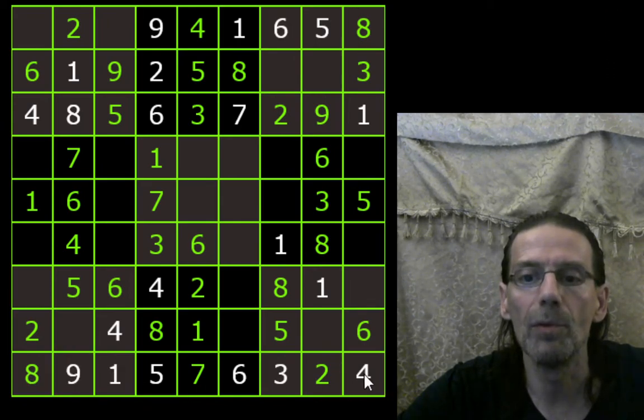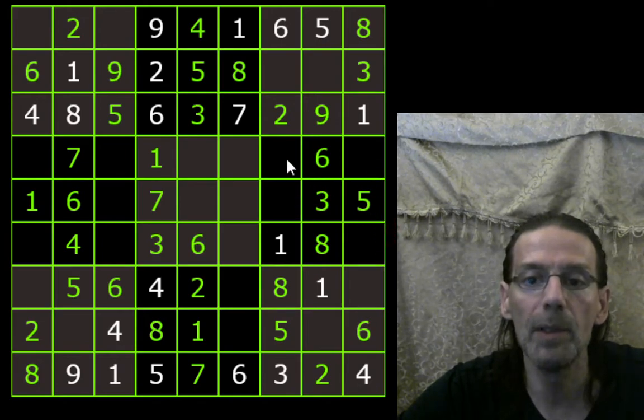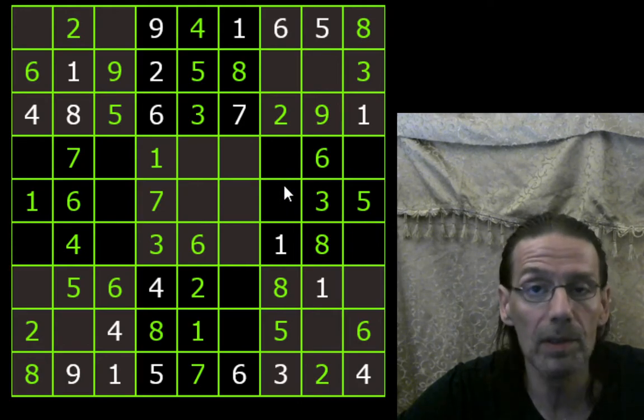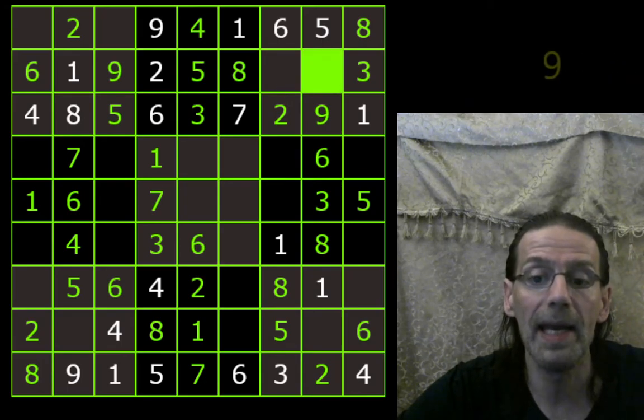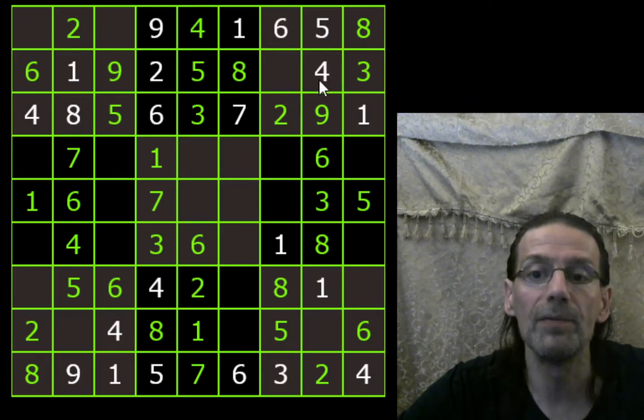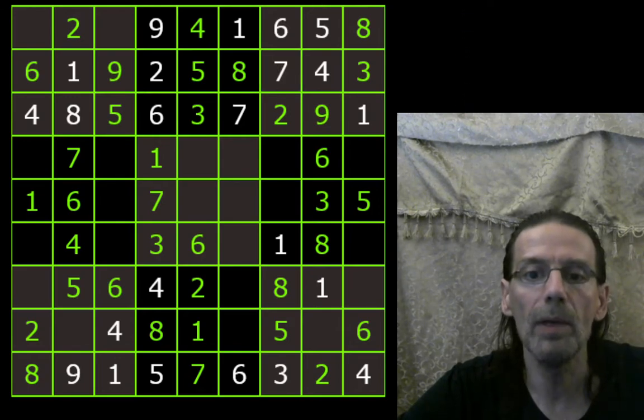Right? We're on the 4s. So 4 goes up, takes out these two boxes. It has to be in one of these two. We don't know which yet. But because we know one of these is a 4, we know that this right here cannot be a 4, and that has to be a 4. If that's a 4, there's only one spot left. That's a 7. Okay, well, that was fun.